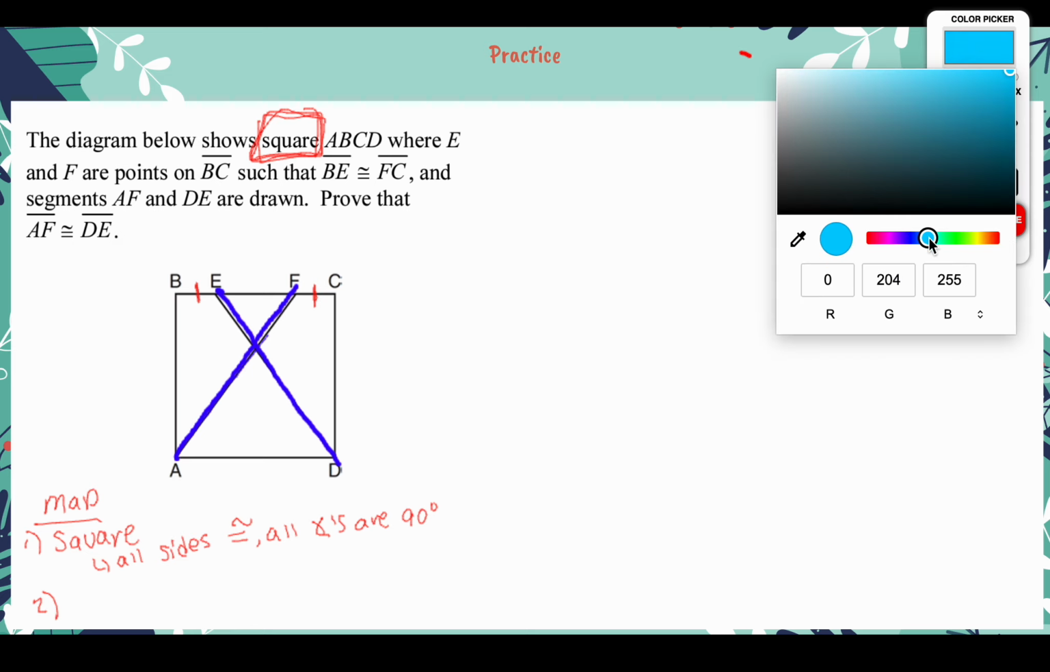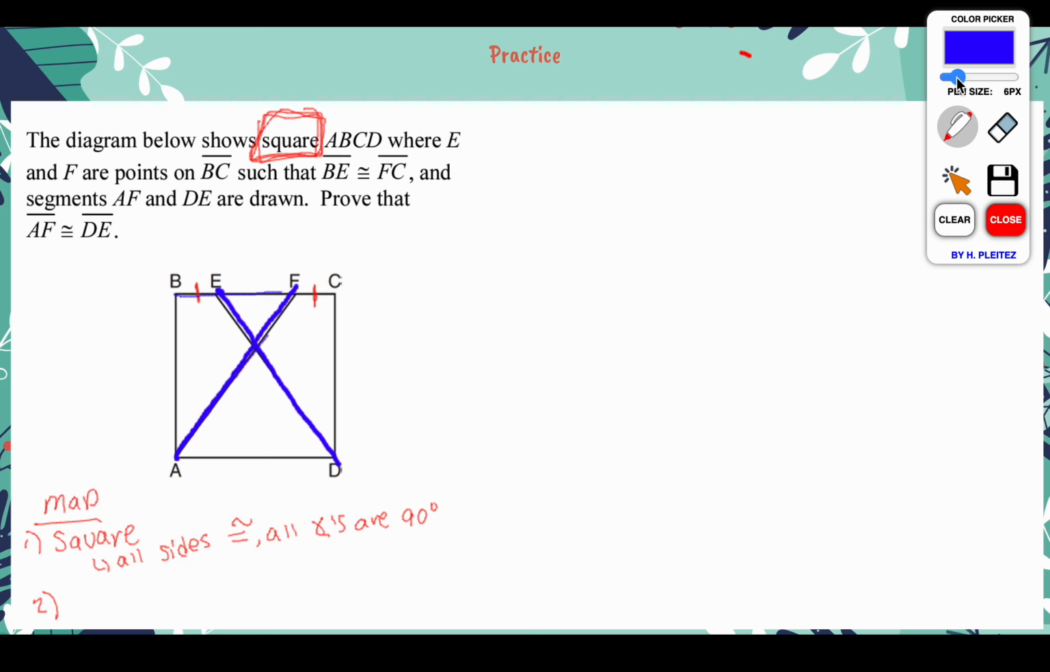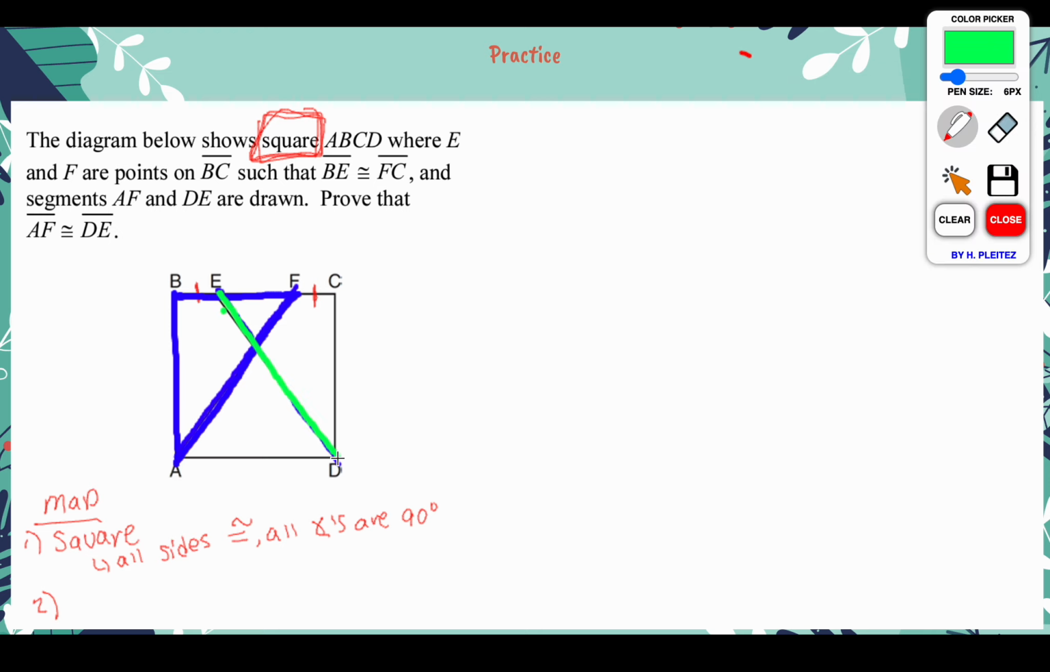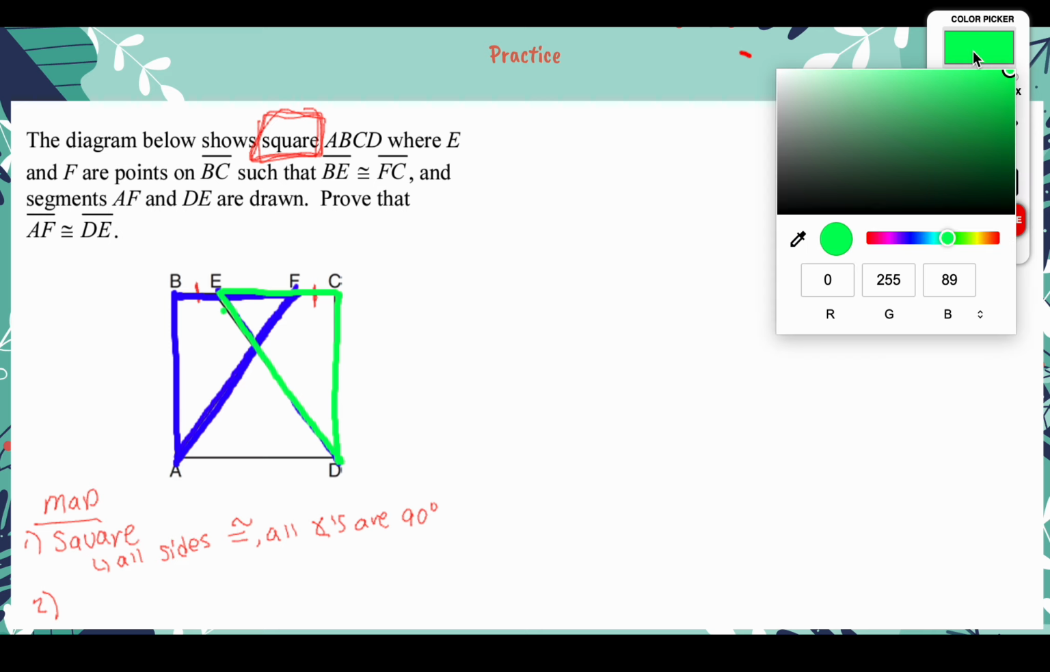We want to prove that AF is congruent to ED, so the first thing that you should test is, are these sides corresponding pieces of different triangles? So let's highlight the triangle that AF is a part of. That's triangle ABF. And let's highlight the triangle that DE is a part of, which is DCE. And it looks exactly like that. They are in the same location. AF and DE are in the same location of both triangles.